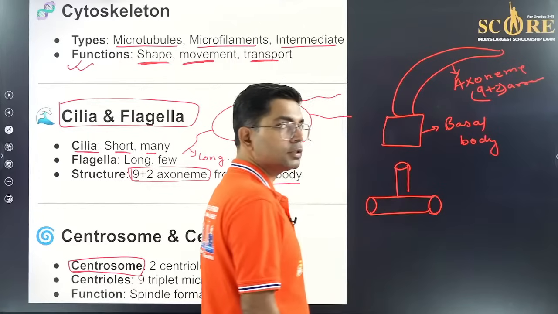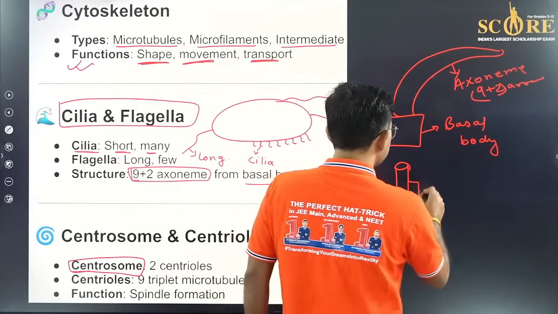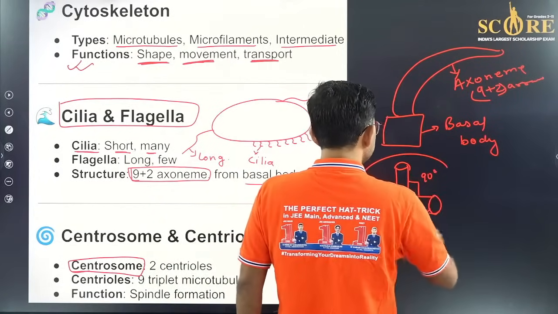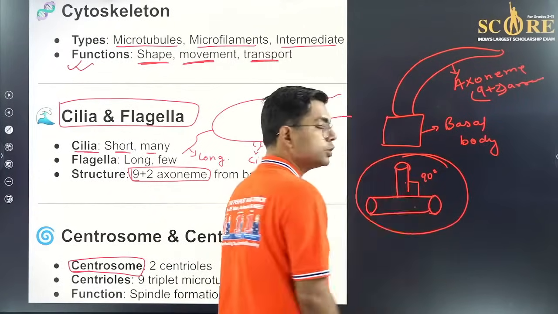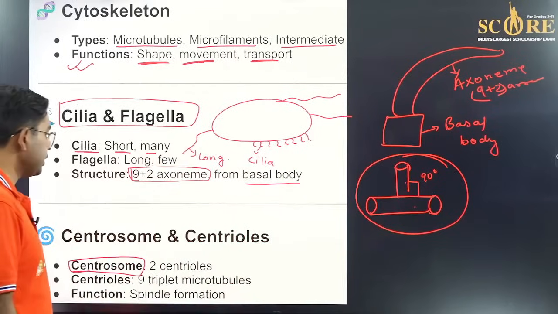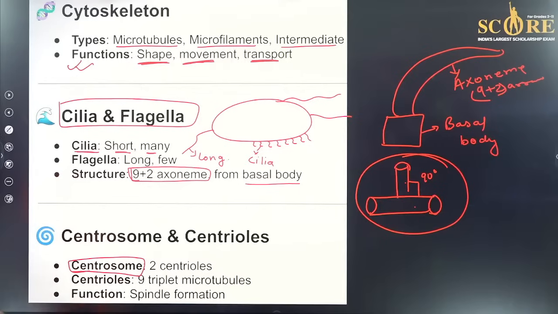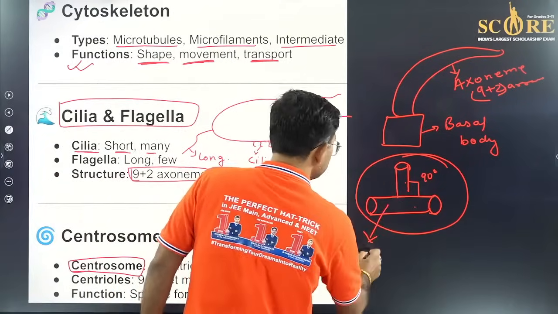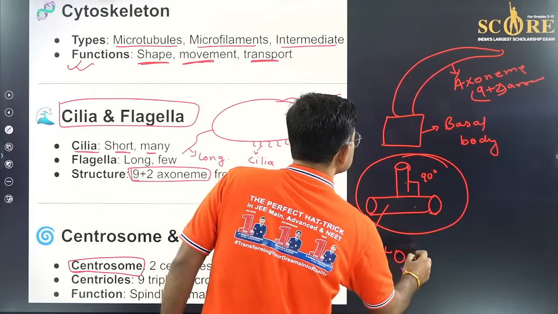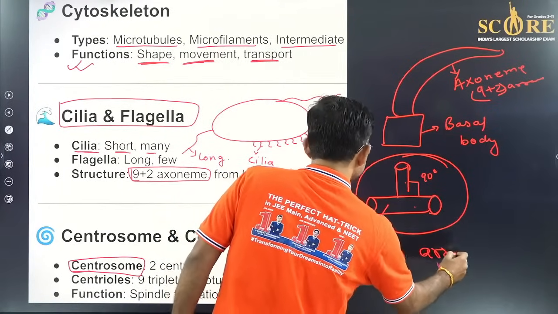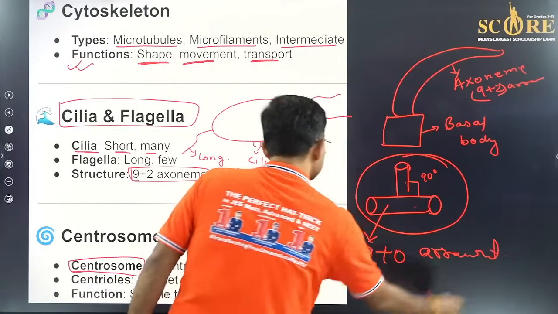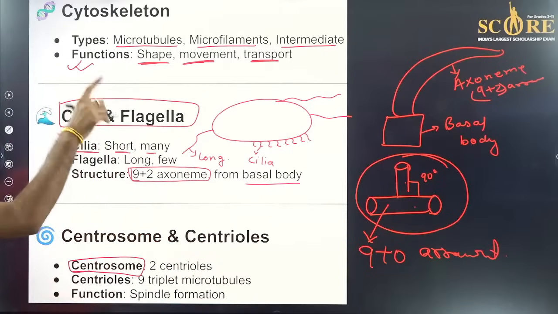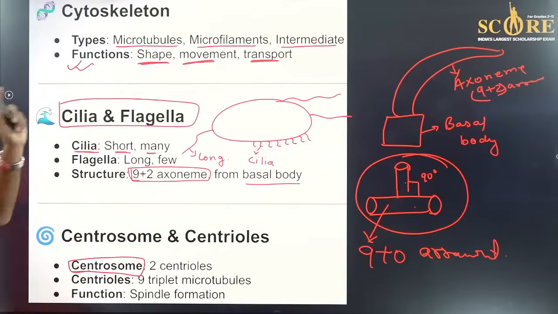Two centrioles, and they are perpendicular to each other, right? So this is one centrosome, which has two centrioles perpendicular to each other. Here it is 9+2, and they are called 9+0 arrangement. So the centriole has a 9+0 arrangement, whereas the axoneme of flagella and cilia has a 9+2 arrangement.